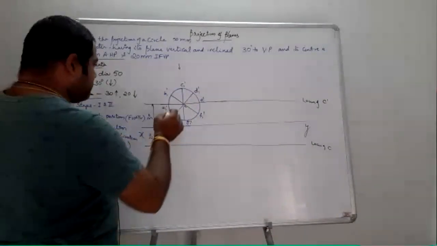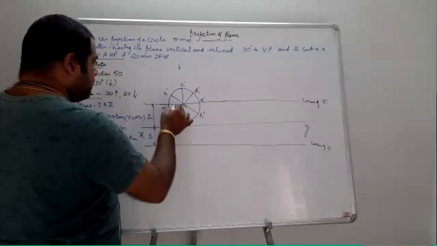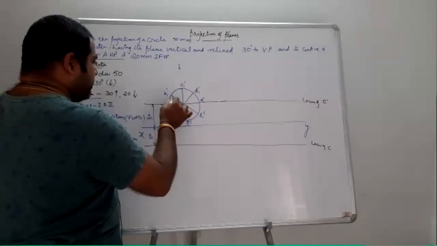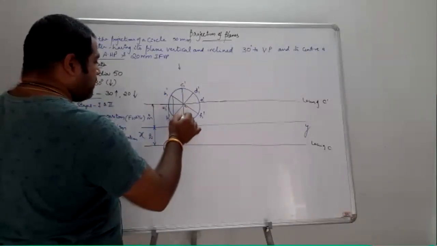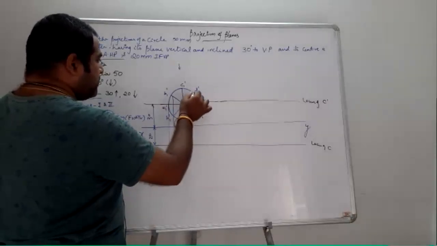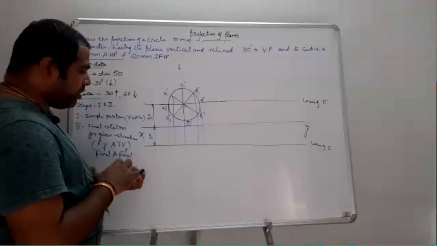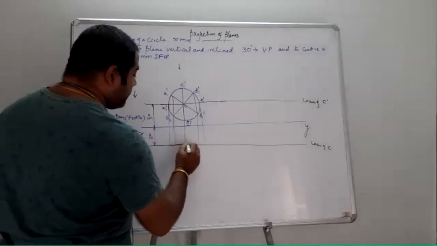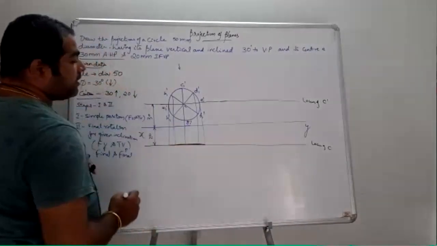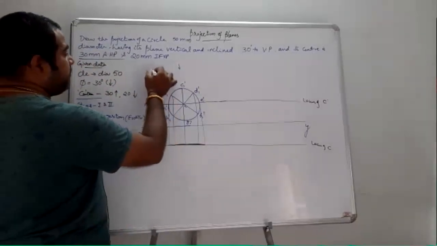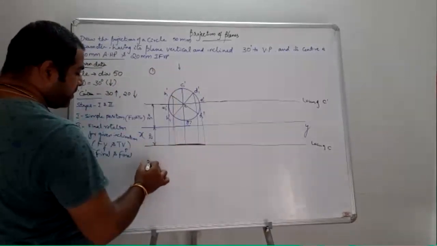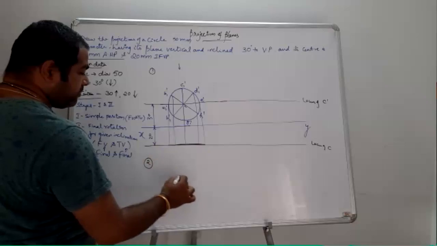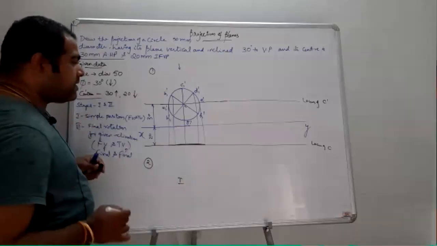If I project my points, these two will coincide, these two will coincide, and this will come here. Once I join all my points, I obtain a straight line. So this was your first step and this was your second step. This was your stage one, which we call the simple position.